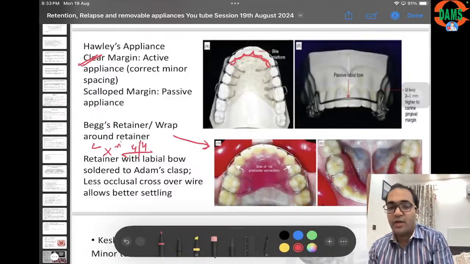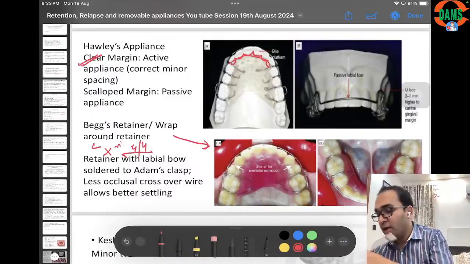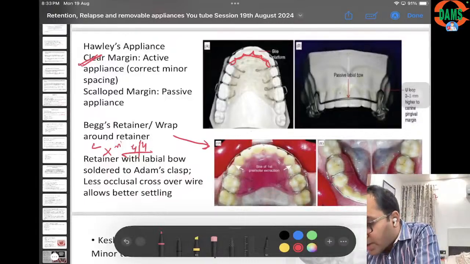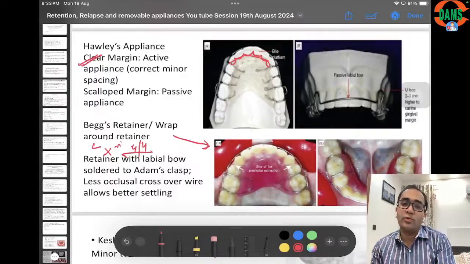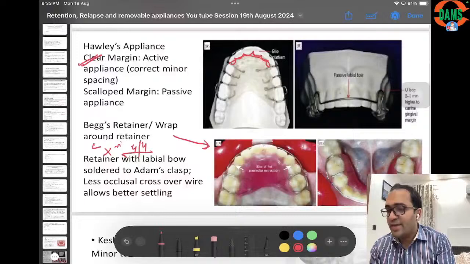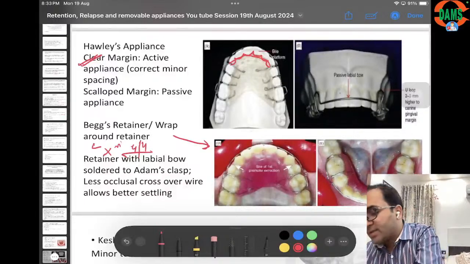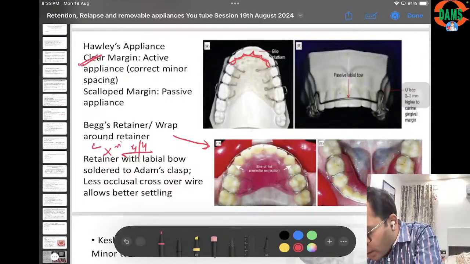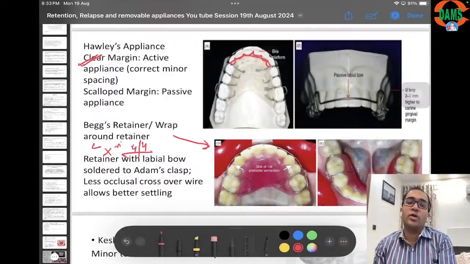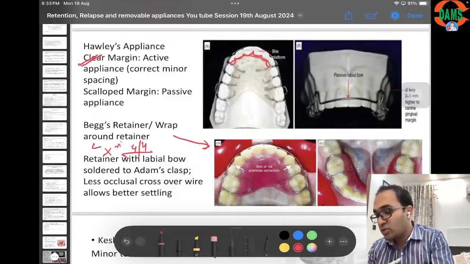Cases treated after extraction of premolars. Why? Because in Hawley's appliance, the labial bow will pass through the interdental space of the canine and the premolar, so it did not allow the space to remain closed, and subsequently it opened. Whereas in Begg's retainer, the labial bow is long and it passes distal to the first molar, allowing the space to get closed.